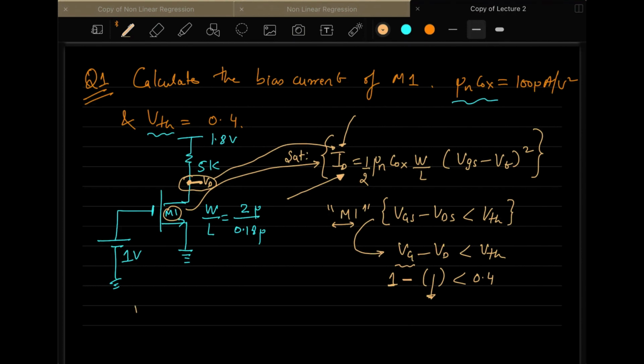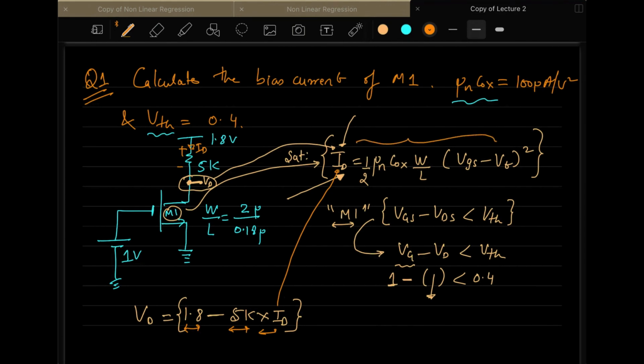And what is that? The VD is equal to, if you apply KVL here, 1.8 minus 5K times ID. Everybody agrees with this equation? Any problem? This is simple KVL, right? ID will flow like this. So it will be VDD minus 5K times ID. Any question here? If you have any doubts, let me know. No, sir. Okay, so if you are comfortable with this, then you know that you can calculate this ID from this equation. And please note, you are assuming it's in saturation.